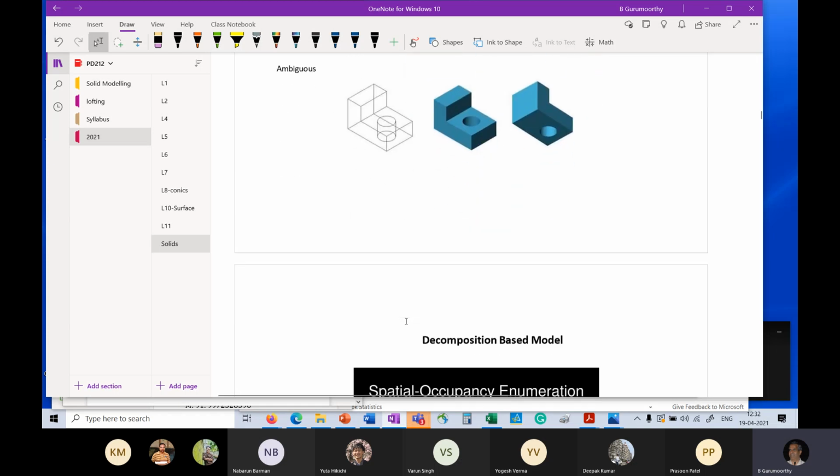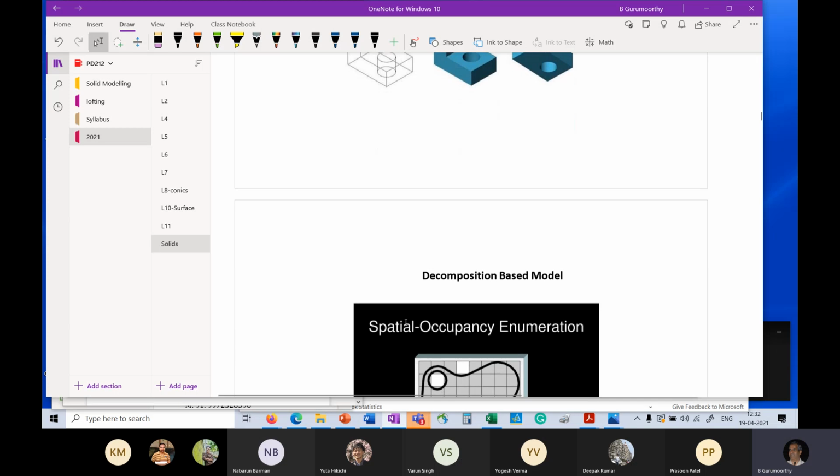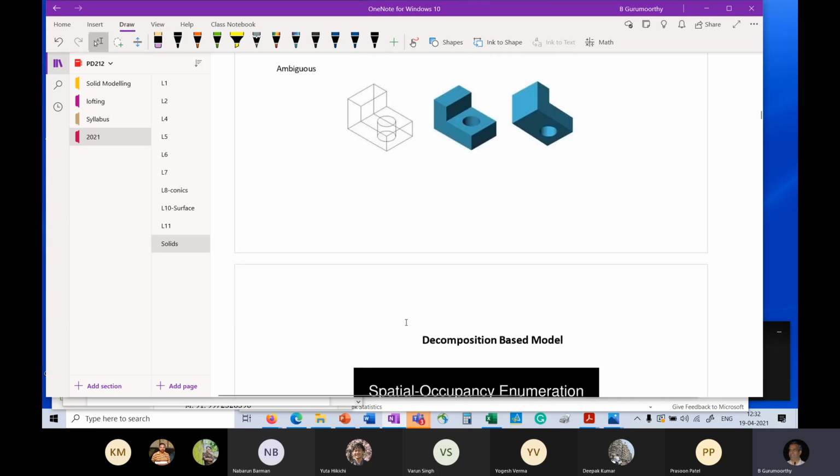Now I want to start talking about this decomposition-based model. And essentially, the idea, as I said, is that you want to represent a set of points. That's the goal. The volume is a set of points. And the point set based methods, of which decomposition based model is one of them, you want to represent the set of points, but as I said, you don't represent all the points. That's not physically feasible.